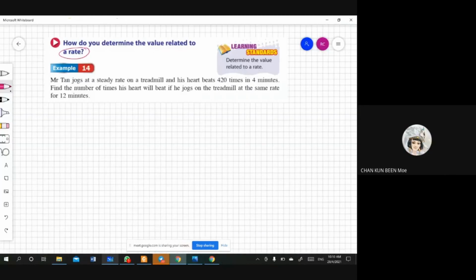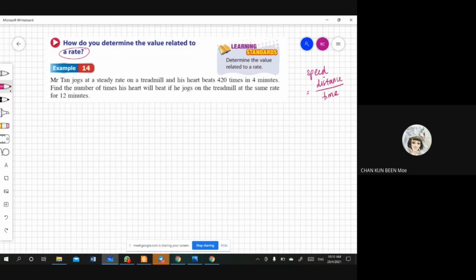Go back to our question just now. Now, determine the value related to a rate. Do you still remember what is a rate? For example, what is the ratio of the speed? Speed is a rate, right? Do you still remember? So speed is equal to how much? What is the quantity involved for speed? Speed. Pardon? Speed is actually distance over time.